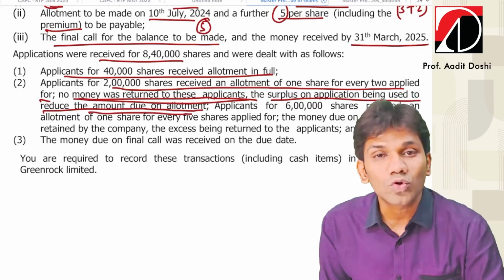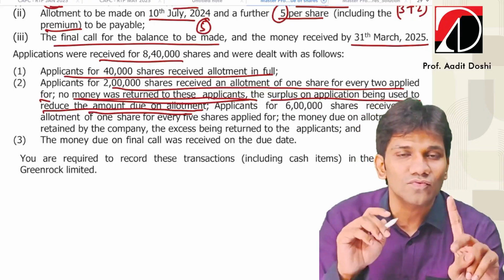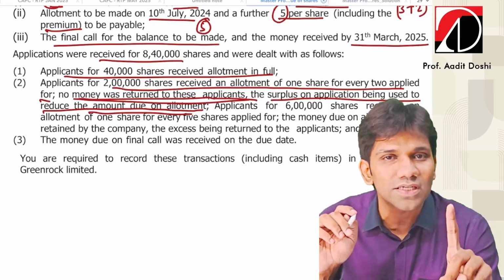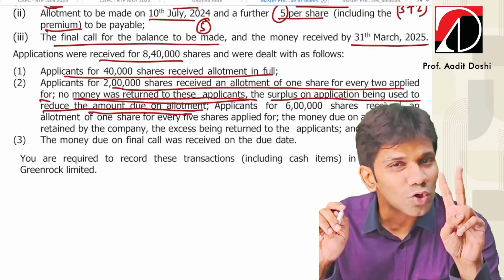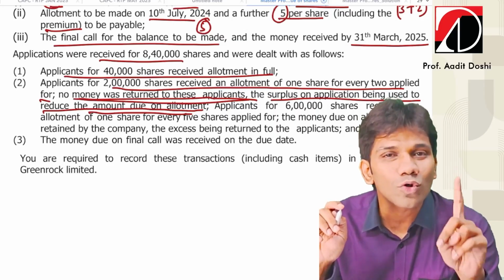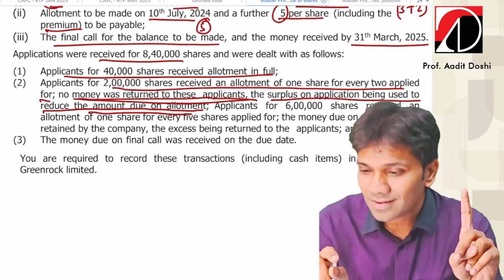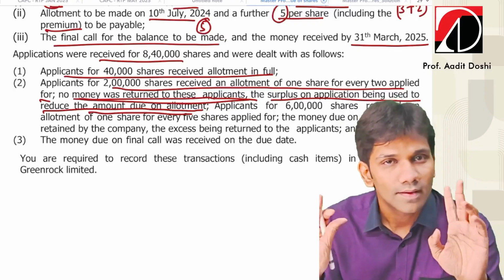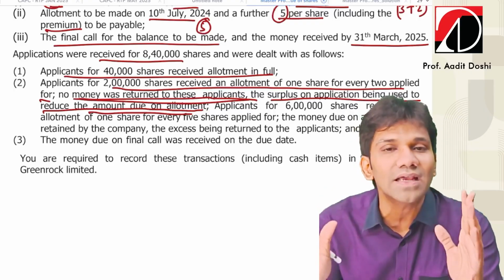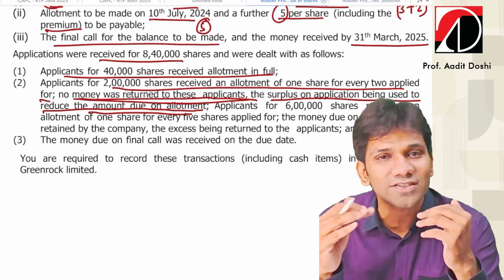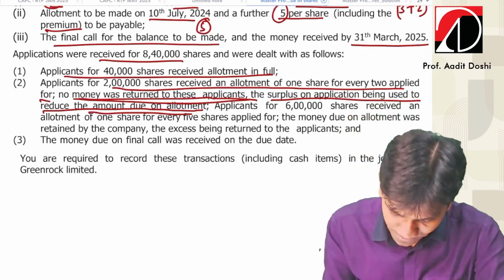So there are right now two categories of shareholders. The first category, those who applied for 40,000 shares, they got 40,000 shares. Second category, those who applied for 2 shares, they got 1 share. So those who applied for 2 lakh shares, they got how many shares? 1 lakh shares. Right? So the extra application money the company received, the company decided not to refund. The company thought they will adjust the extra money received with allotment.